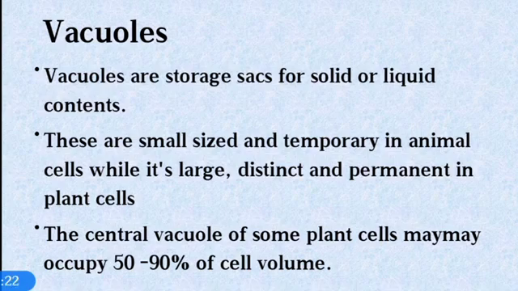Then, the central vacuole of some plant cells may occupy 50 to 90% of the cell volume. In plant cells, the vacuole is present at the center. They occupy 50 to 90% of the cell volume because they are large structures present in the plant cells.